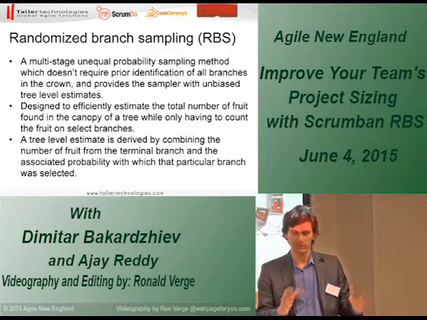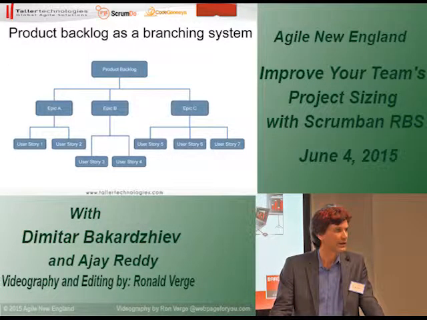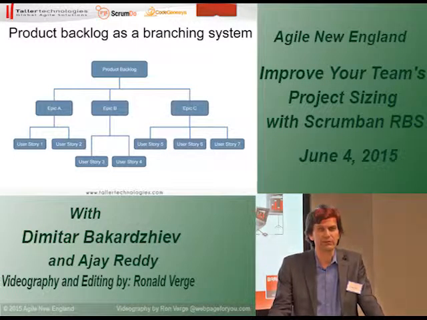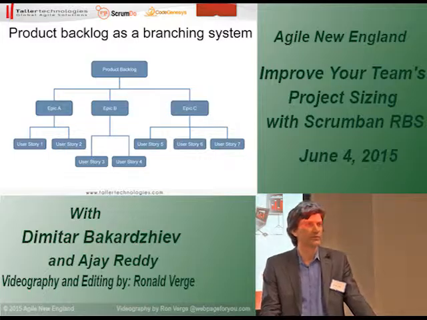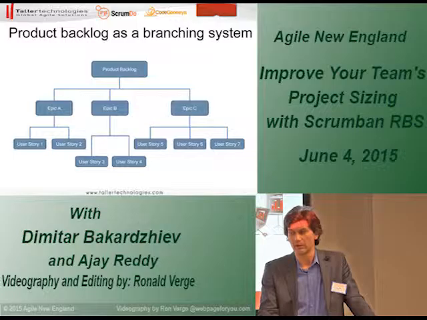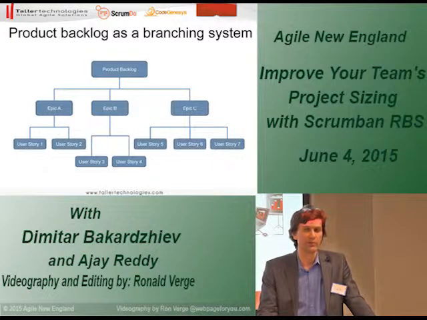Imagine we have a fictitious product backlog that splits into epics, let's say 3 epics. And each of the epics splits into user stories. That's the usual way. Let's say the first epic A splits into 2 user stories, the second epic B splits into another 2 user stories, and the third epic C splits into 3 user stories. So in total we have 7 user stories.